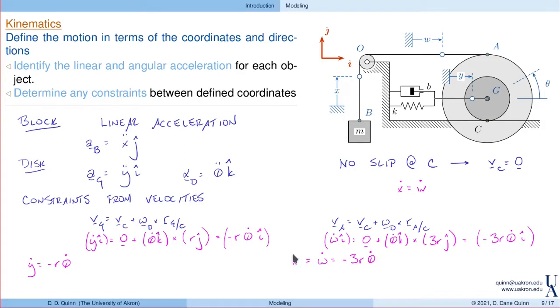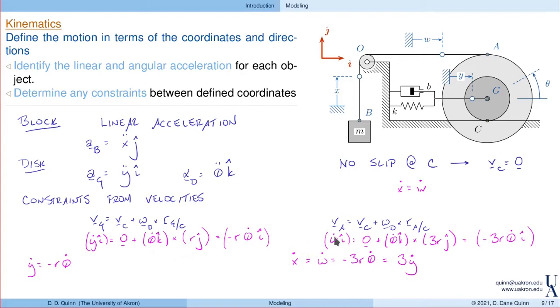In fact, w dot was equal to x dot, so x dot is minus 3 times r times theta dot. And we can actually combine these. Minus r theta dot is equal to y dot, so this right-hand side ends up reducing to 3 times y dot. So every unit that the center of the disk moves, say to the right, this block moves up by 3 times that amount. And that's based on these constraint equations that we just developed.